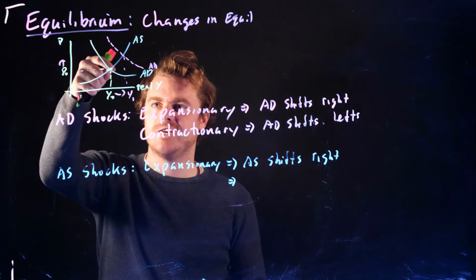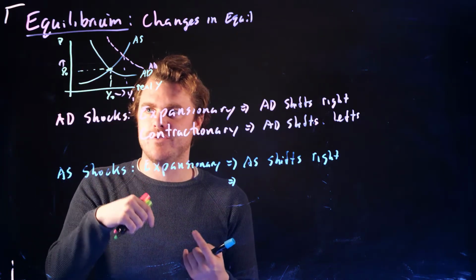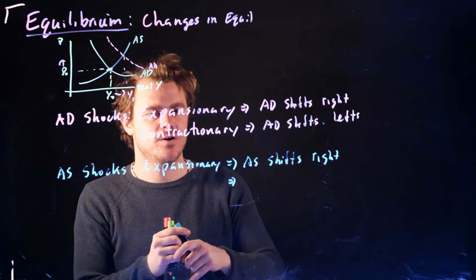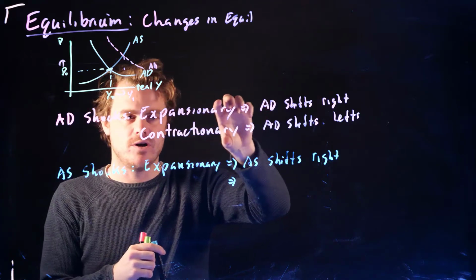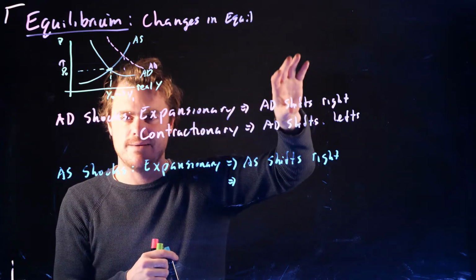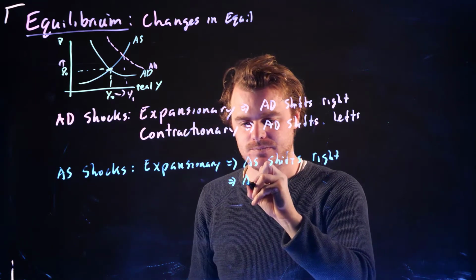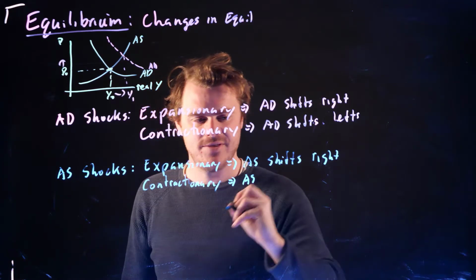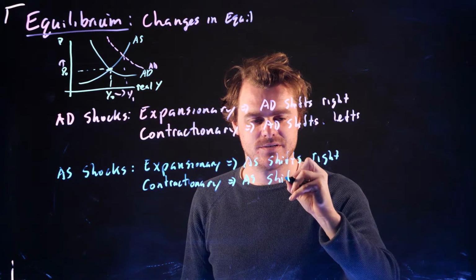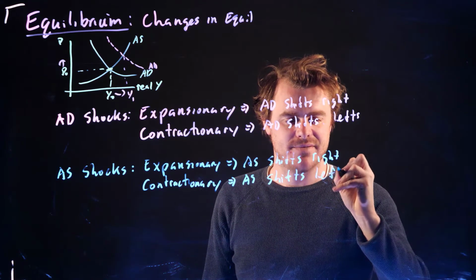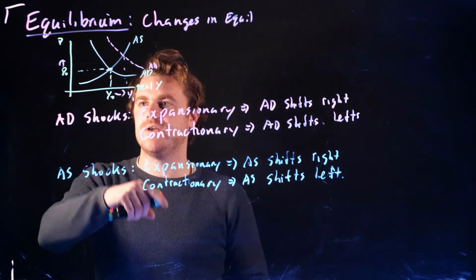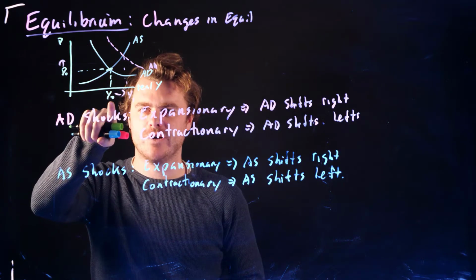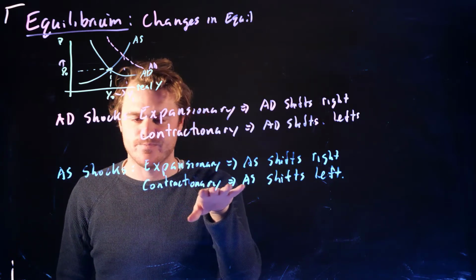Notice that when AS shifts right, the effects on price and Y are opposite. The effect on price is for price to go down, and the effect on Y is for Y to increase. With AD shocks, the price and real Y change in the same direction. And sorry, I should write here, we have contractionary as well, and this is when the AS curve shifts left. If it shifts left, we have upward pressure on prices, so the price level is going to go up, and real Y would go down. That's why it's contractionary.